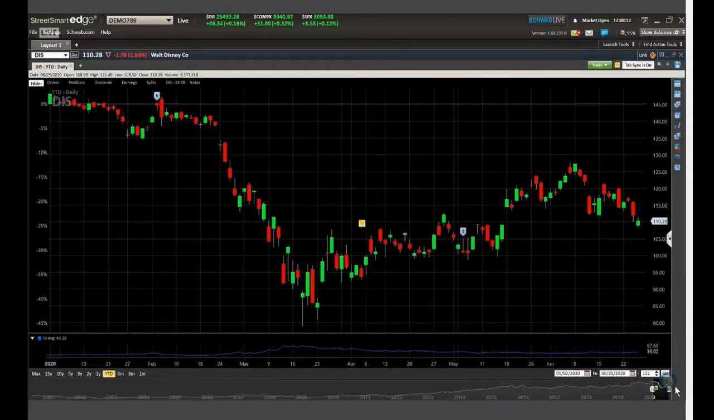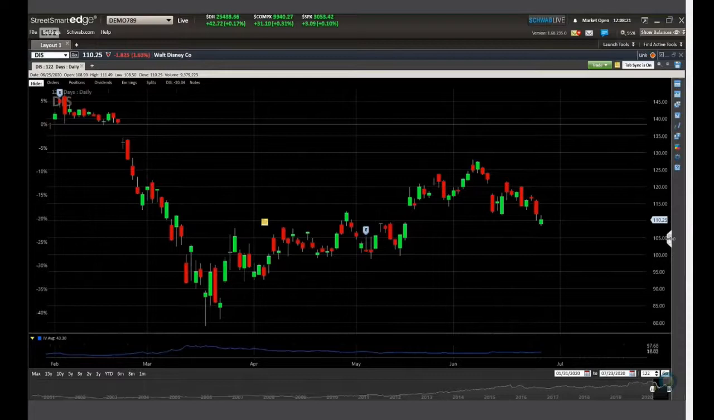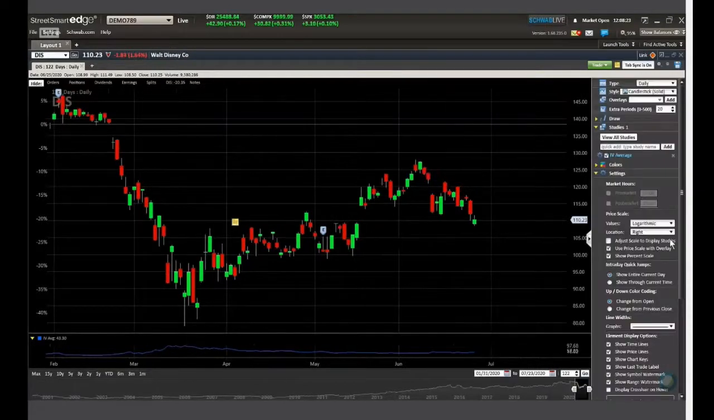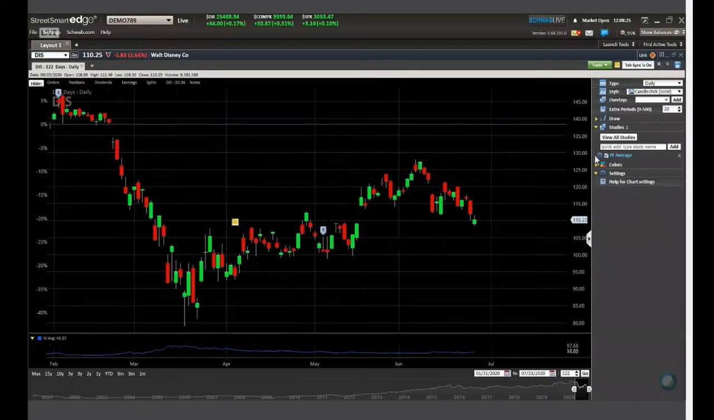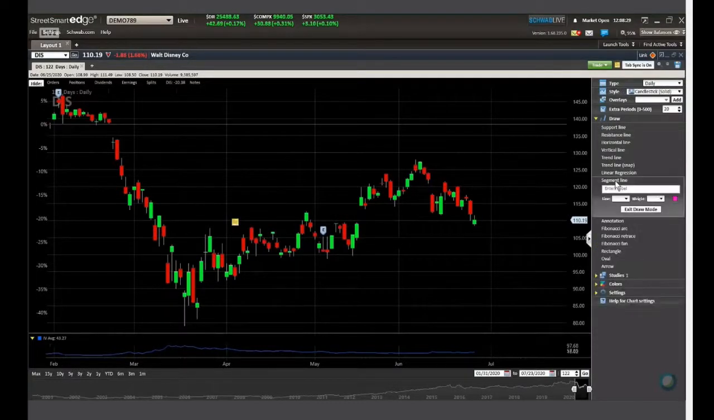I'm going to add future time real quick here. Holding the mouse over there, control, left click and hold, and pulling it out. All right. Watch what you can do on Street Smart Edge to help you with your measured move targets. Come under your draw tools, go into segment line, pick a color that you really like. I'll stick with pink. And then you're going to take measured moves.